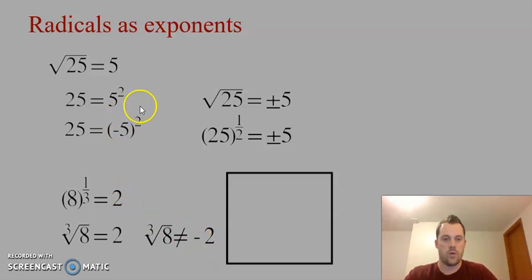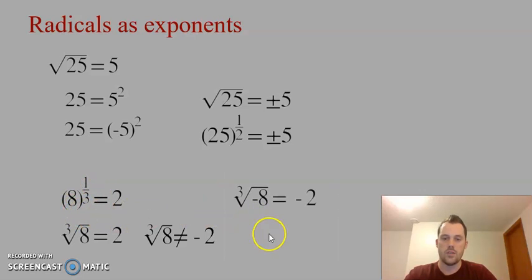Notice how when it's a square root, we do plus or minus because this is an even root. But with an odd root, it doesn't work that way. With an odd root, like this example here, if we do the cube root of negative 8, that would equal negative 2, because negative 2 times negative 2 times negative 2, like we explained before, is negative 8.